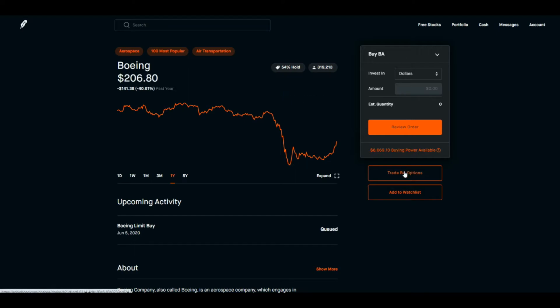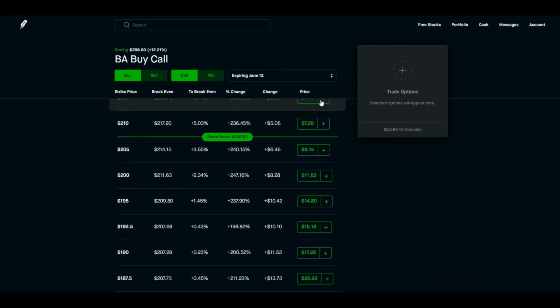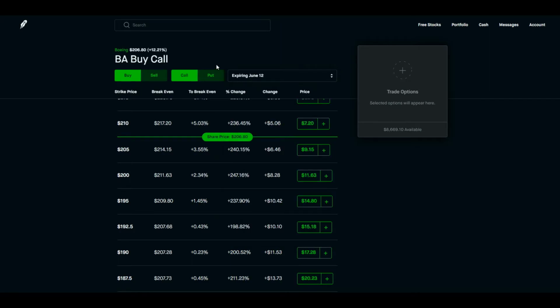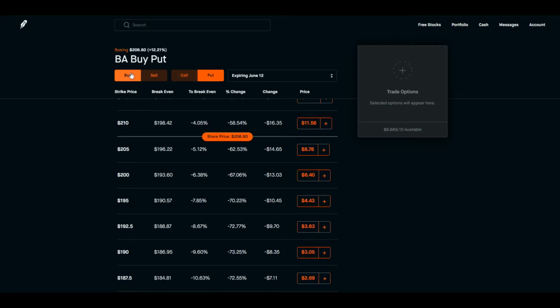So let's go click here on trade Boeing options, right? So right now it's June 12th is its earliest date that we can pick. But let me get to this before we get there. So what you want to do is you want to click the right options. All right, what we're doing is we're gonna buy a put. Make sure you select buy put. Don't mess up and pick call or sell put. Make sure it's correct. We are buying put options. We are shorting the stock.